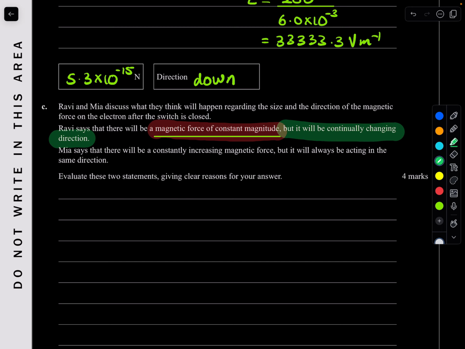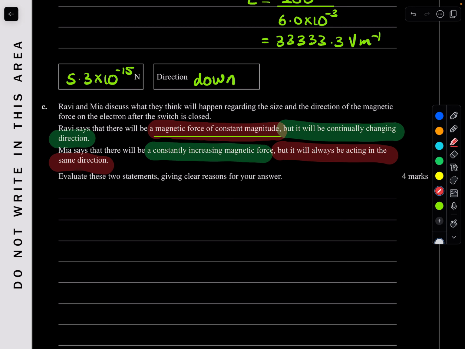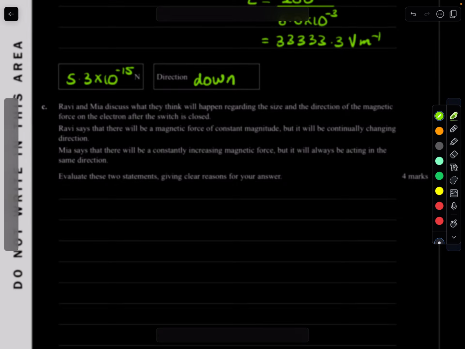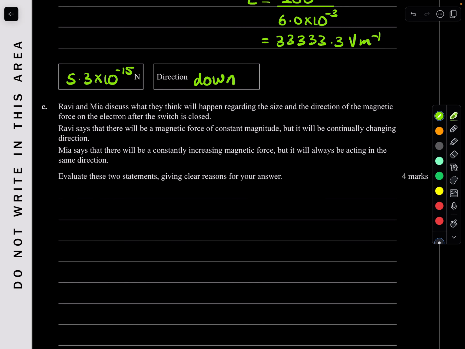Mia says that there will be a constantly increasing magnetic force. Yes, we showed that, so that's good. She said that right. But it will always be acting in the same direction. Wrong. We said that it will be continuously changing. So quite nice and easy. They both have something right and something wrong. And so now all we've got to do is, I think, just write. So let me write these out and write my statement.